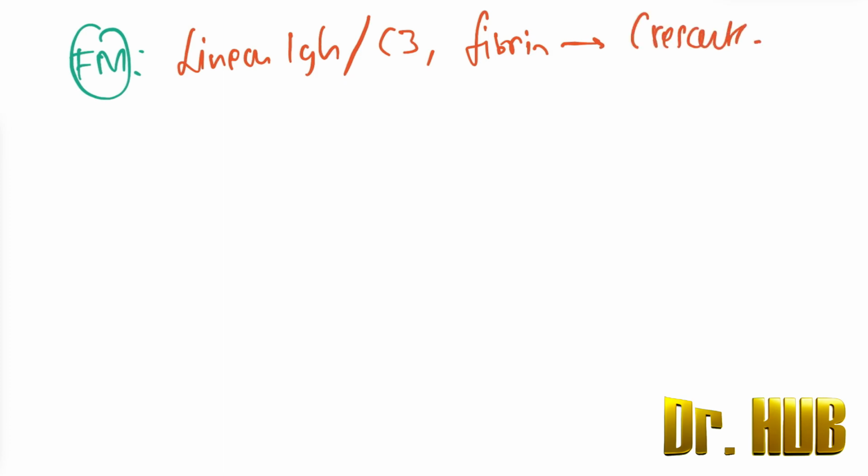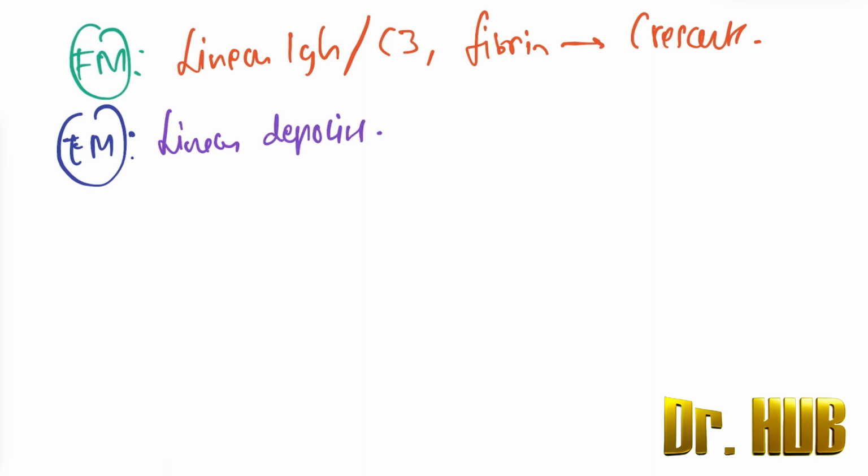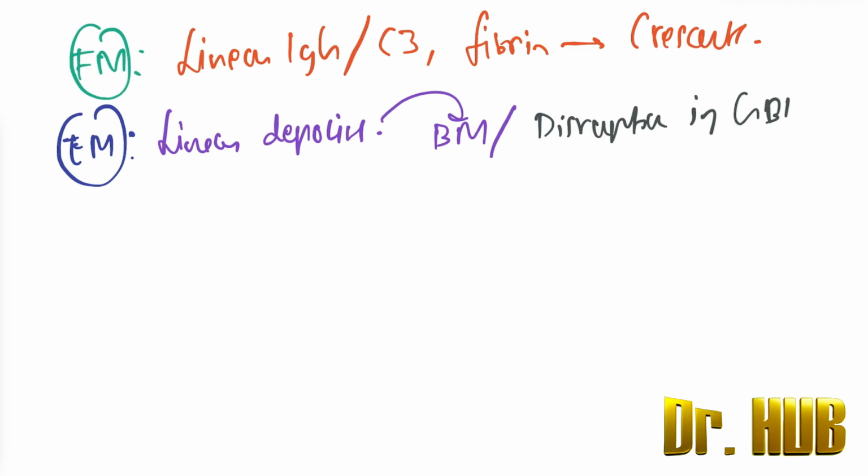Next we move on to the EM. EM stands for electron microscopy. Under the electron microscopy, there is the presence of linear deposits along the basement membrane, as well as disruptions present in the GBM. GBM means glomerular basement membrane.